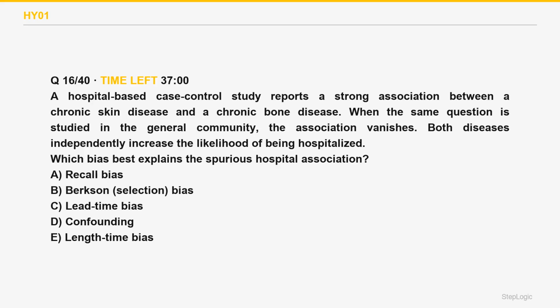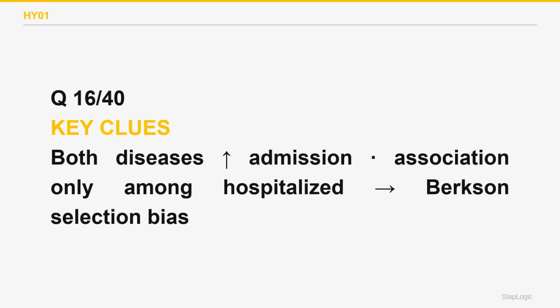Which bias best explains the spurious hospital association? A hospital-based case-control study reports a strong association between a chronic skin disease and a chronic bone disease. When the same question is studied in the general community, the association vanishes. Both diseases independently increase the likelihood of being hospitalized. Read the command: the bias behind a hospital-only association. Selecting hospitalized subjects distorts the link.